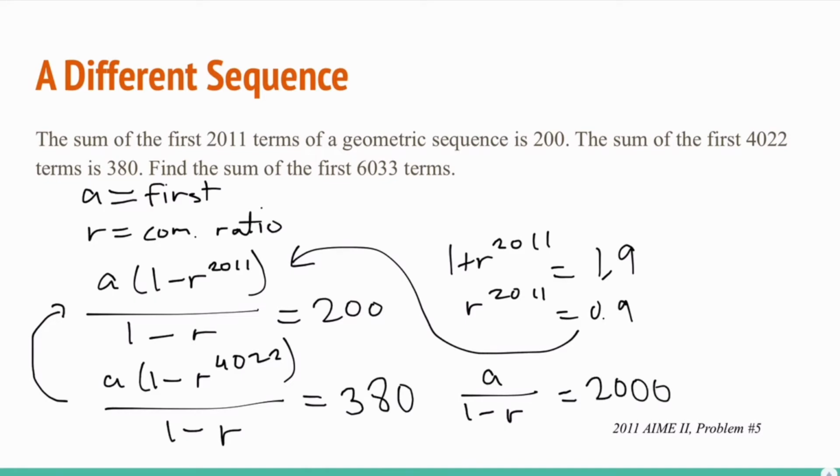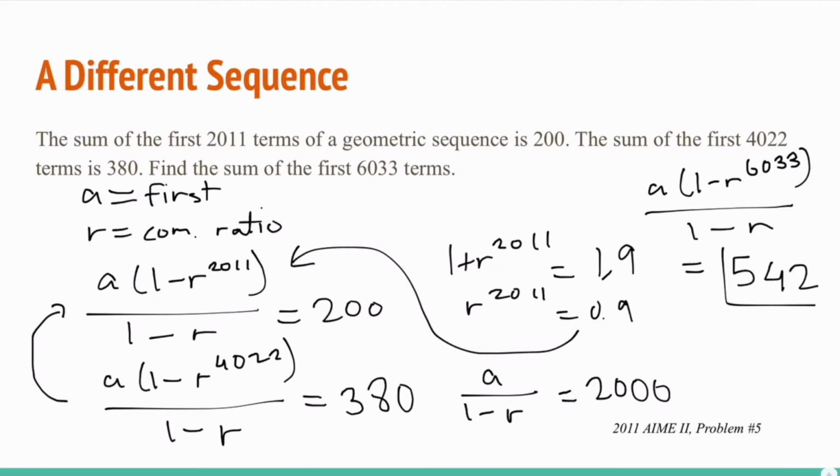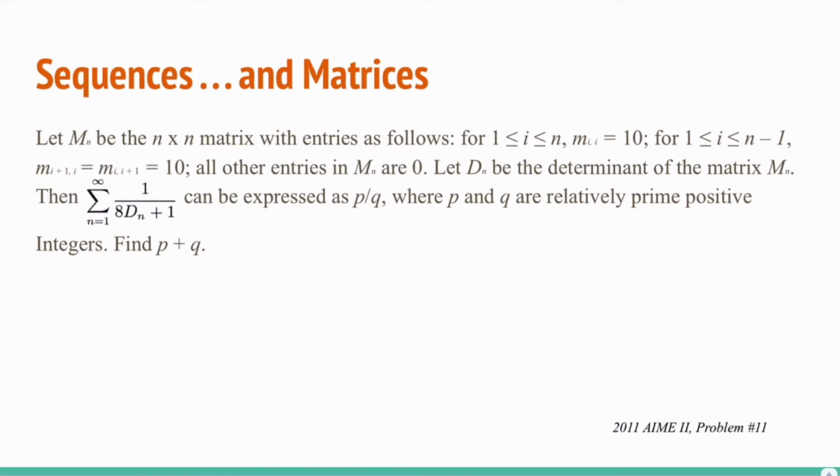Finally, we can find that the value that we need is a times 1 minus r to the 6033 divided by 1 minus r. And if you plug in all these values to this equation, you get that the answer equals 542. This is a particularly difficult problem that involves sequences of determinants of matrices.